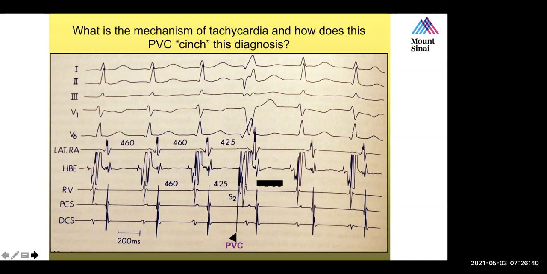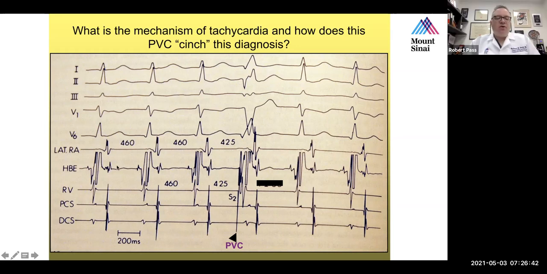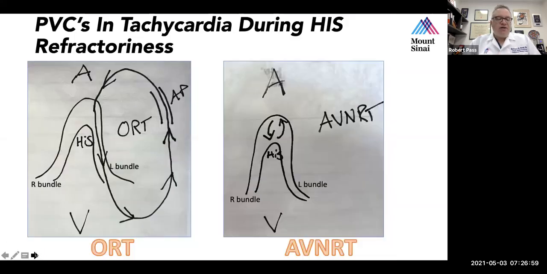Okay, so this is a test that we try to do in all patients when we get SVT in the cath lab, is to figure out if a HIS refractory PVC can advance the following A. If it can advance it, again, it's ORT. If it cannot advance it, it's AVNRT. Those are not hard and fast rules, but they're pretty good most of the time. Okay.